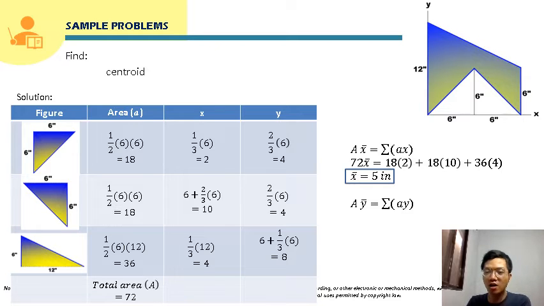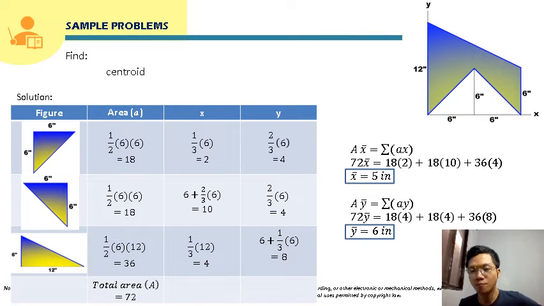Now for y bar, applying the formula, A y bar is equal to the summation of Ay. Our total area is 72, and then y bar is equal to 18 times 4 plus 18 times 4 also plus 36 times 8. Solving for y bar, that will just be 6 inches. So this will now be the answer for this problem. So the coordinates of the centroid are this x bar and y bar.